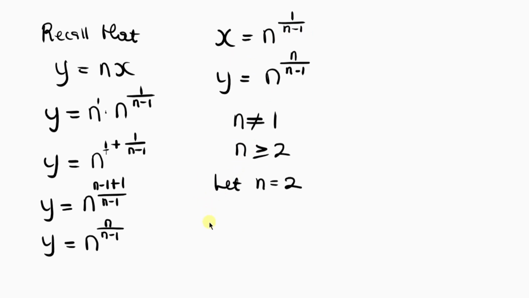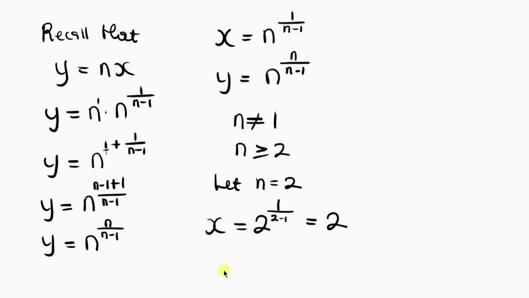So x will be what? x will be equal to n is 2. So I'm going to be putting 2 there. 1 all over 2 minus 1. Are you seeing that? 2 minus 1. So this will give me the value of x to be what? To be 2. Because 2 minus 1 is 1. So 1 divided by 1 is 1. 2 to the power 1 is 2. So that's the value for x.